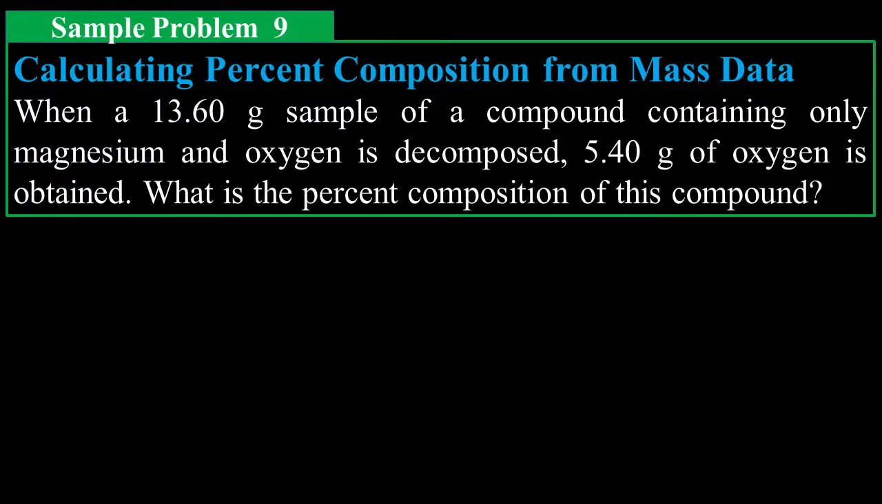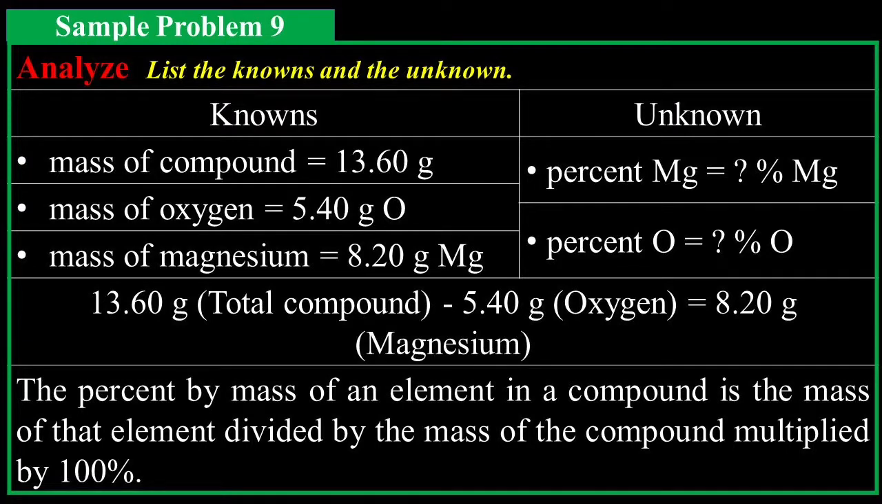Well, let's do a practice problem. It says when a 13.6 gram sample of a compound containing only magnesium and oxygen is decomposed, 5.4 grams of oxygen is obtained. What is the percent composition of this compound? So what's the percentage of magnesium and what's the percentage of oxygen in that particular compound? Well, what do I know? I know the mass of the compound, 13.6. I know the mass of the oxygen, 5.4. I know the mass of the magnesium, 8.2, all in grams.